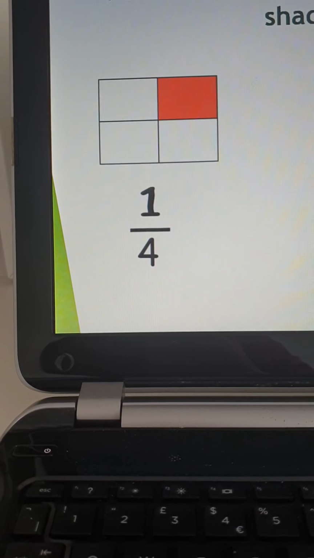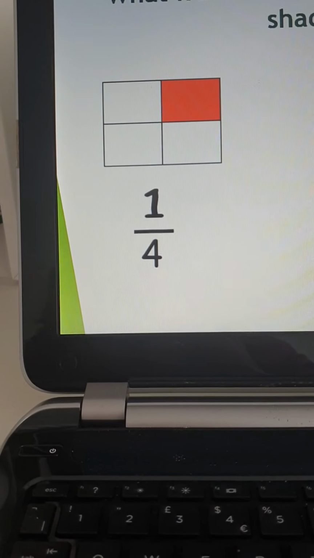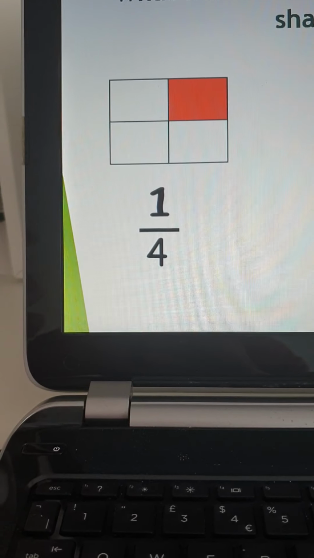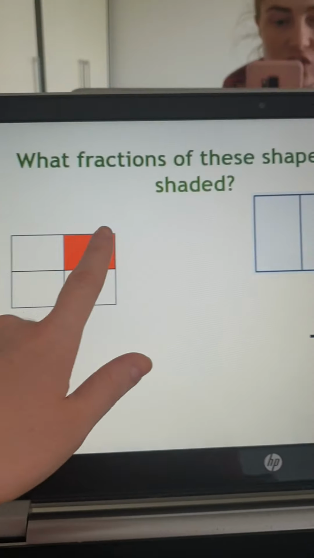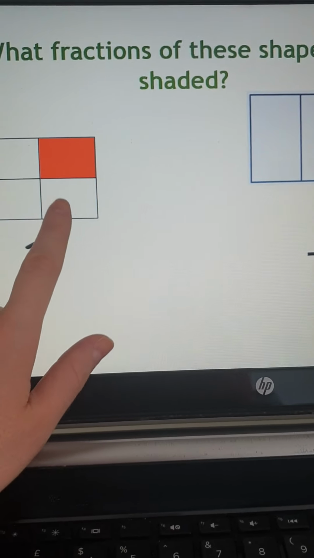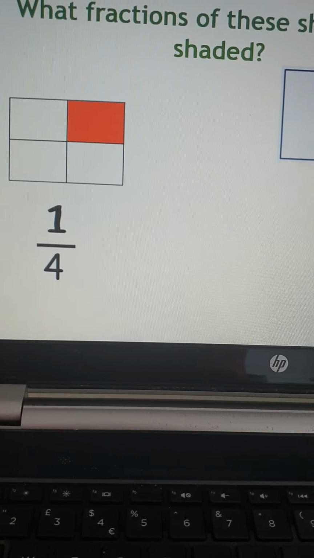Okay, so we always remember that the total goes on the bottom, and then you have to answer the question on top. So for this question, it's asking us what fraction of shapes are shaded. And for this answer, it would be 1.